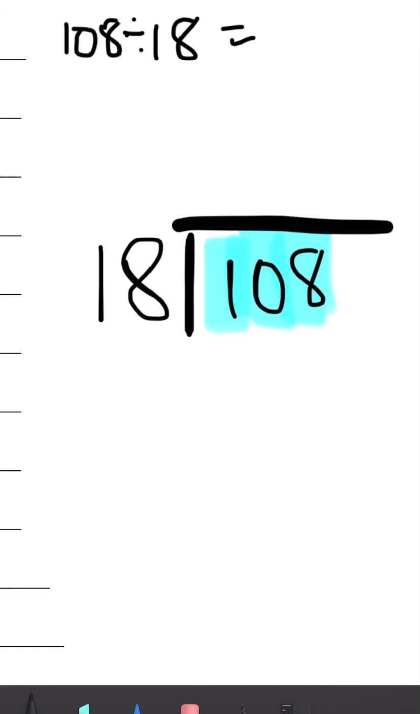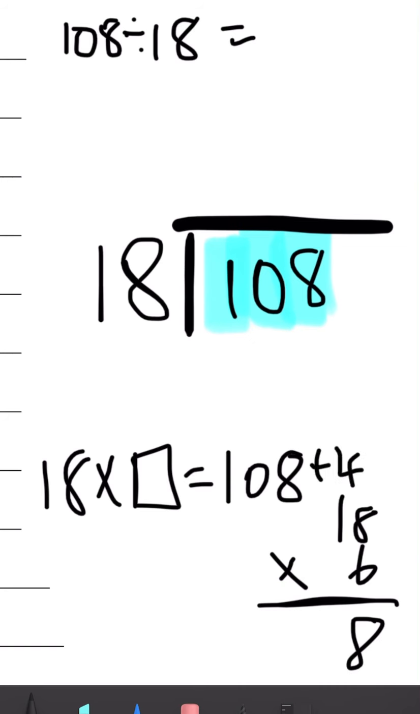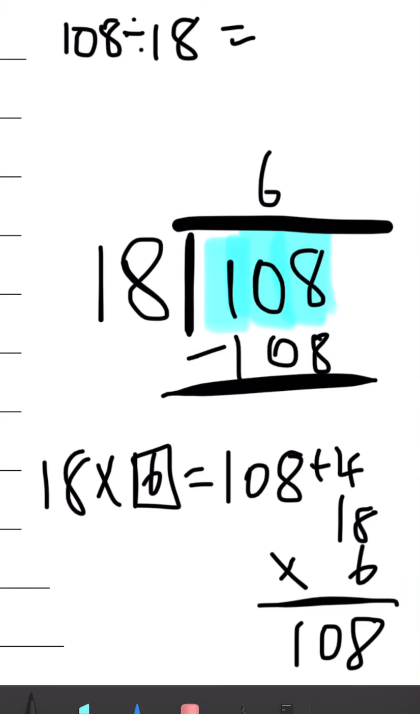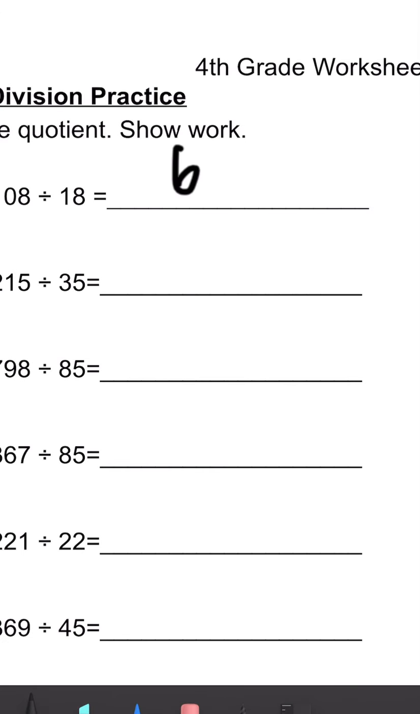It's a little bit hard to look at it this way, so instead we'll do 18 times what gives you closest to 108. So let's try 6. 18 times 6. 8 times 6 is 48. Carry the 4. 6 times 1 is 6, plus 4 is 10. So it's 108 exactly. So I'll write 6 up here, subtract 108, and we get 0 as our remainder. So our answer is 6.